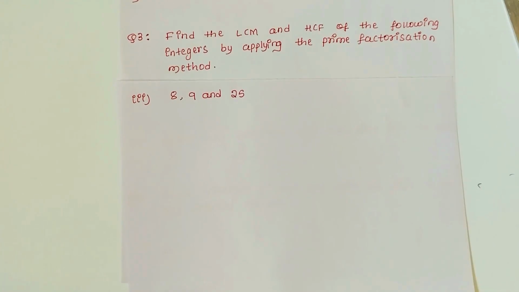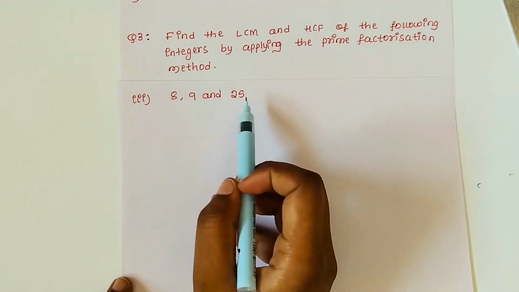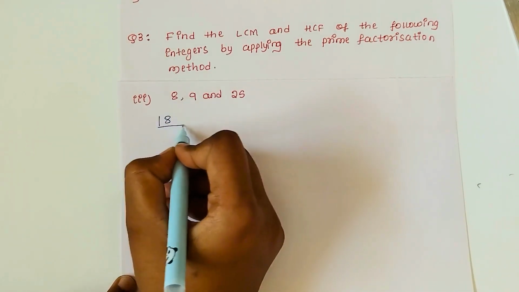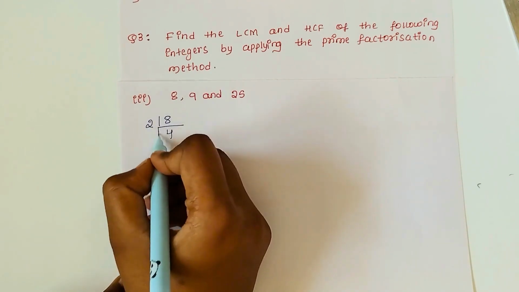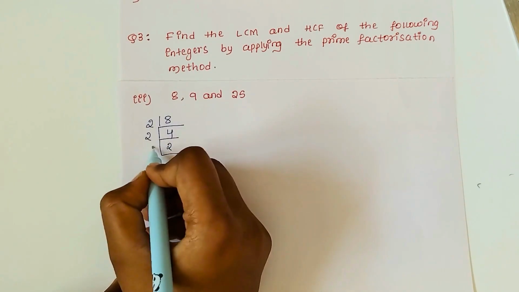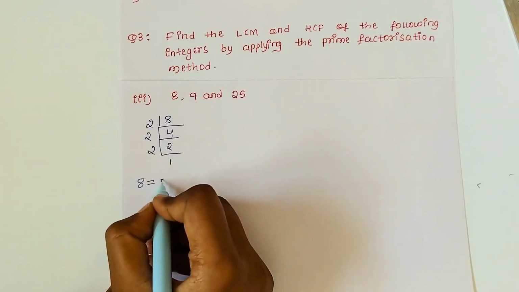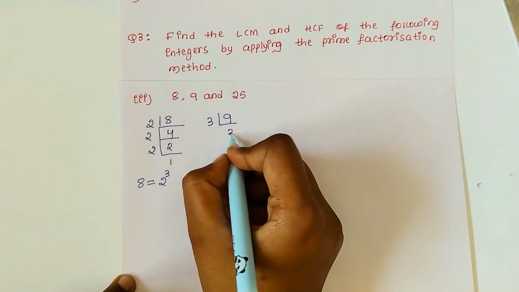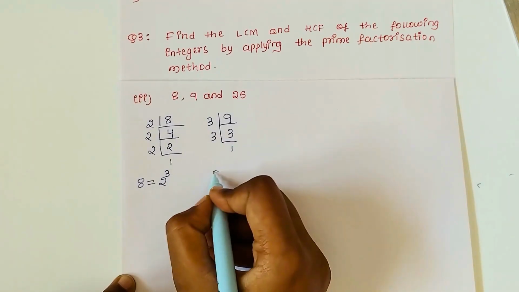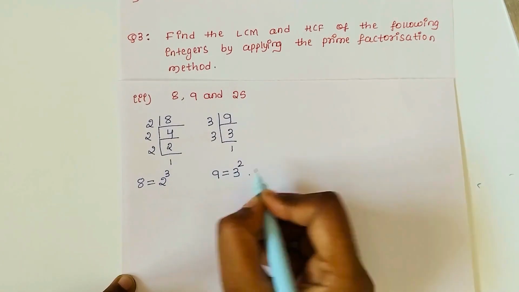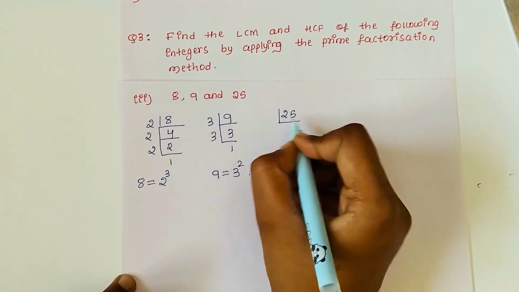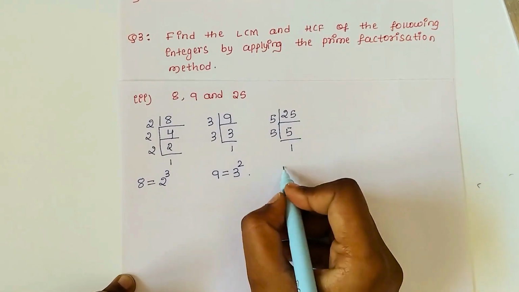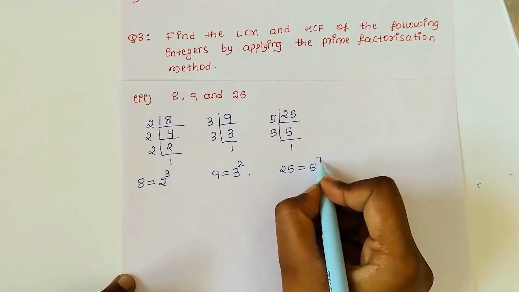The third question is, see, the given integers are 8, 9 and 25. Again, get the factors for all these numbers by factorization method. For 8, start with the 2. 2 4s are 8, 2 2s are 4, 2 1s are 2. So write this 8 as a product of primes. Take down 9. Start with 3. 3 3s are 9, 3 1s are 3. Write down this 9 as 3 square. And next, consider 25. Start with 5. 5 5s are 25, 5 1s are 5. 25 is equal to 5 square.